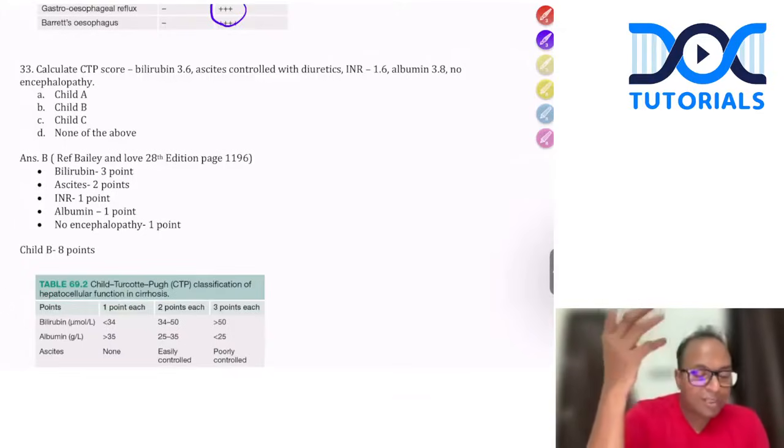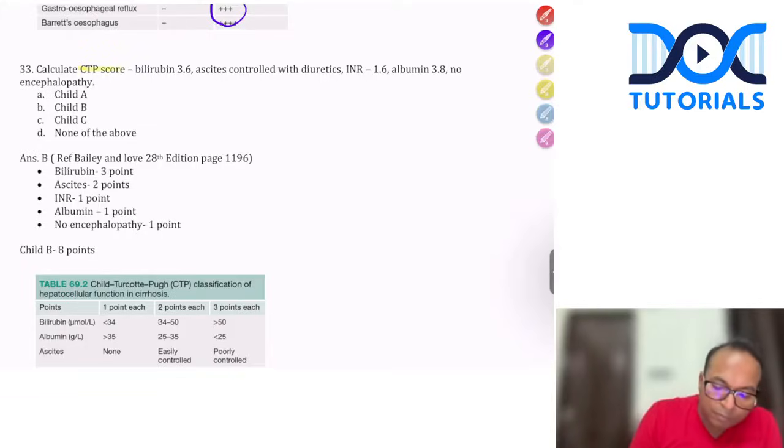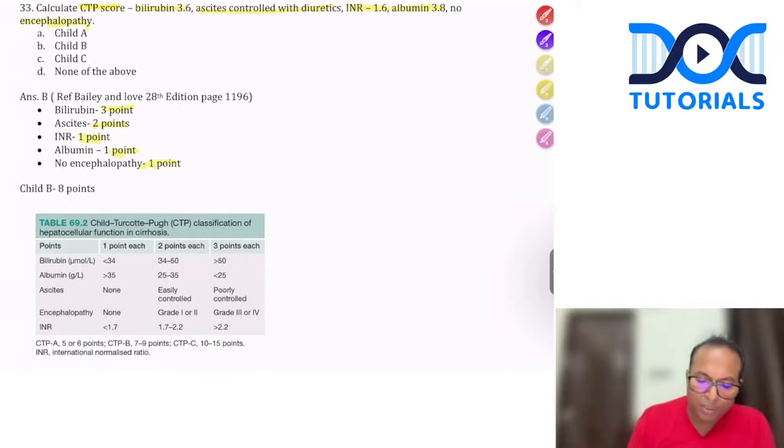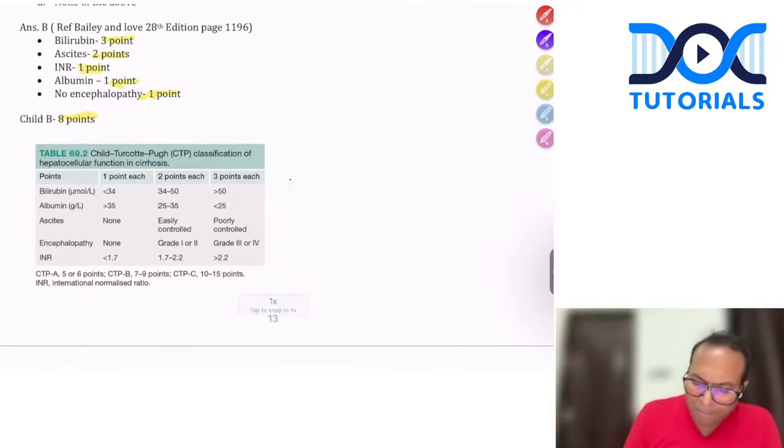I was wondering why they have asked such very basic questions, which are PG level, not even super specialty level. Calculation of the Child-Turcotte-Pugh score is a very basic question. Bilirubin of 3.6 means 3 points. Ascites controlled with diuretics means 2 points. INR 1.6 is normal, albumin 3.8 is normal, and no encephalopathy. So I will give 1 point each for all of them. So Child B, 8 points, is the answer for this question.